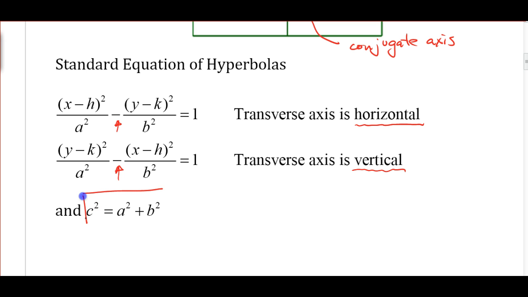And again, notice we have a relationship between a, b, and c. In this case, it actually is the Pythagorean theorem. Okay, so this is again similar to what it was for ellipses, except instead of subtracting a squared minus b squared, we're going to add them.